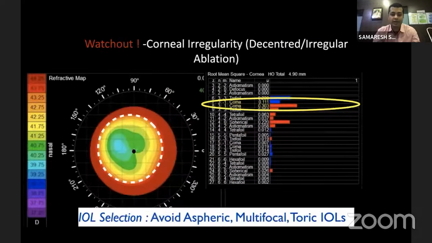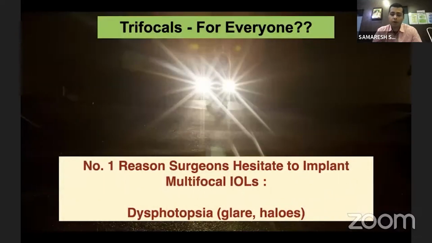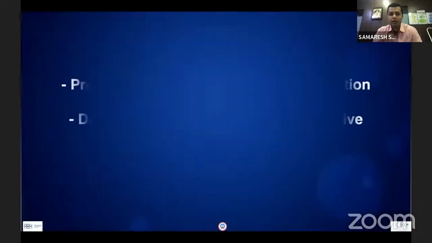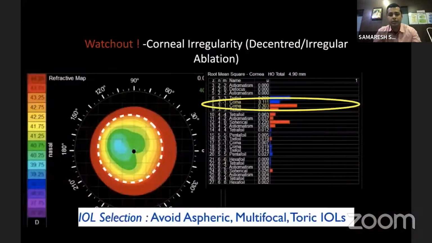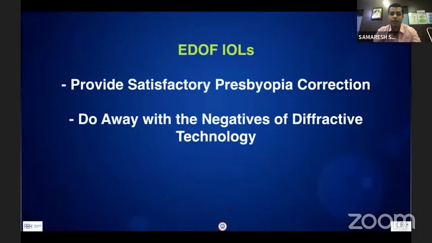Or if you have decentered ablations, is when I will advise a non-aspheric monofocal lens to these patients' eye. The only reason why I would not do a trifocal is because they may land up with dysphotopsia, glare and halos. But I guess with the EDOF lenses, it's very satisfactory. The outcomes are extremely satisfactory, and the patient does appreciate good range of vision, and you get away with the negative dysphotopsias that probably would have happened had the patient used trifocal lenses.